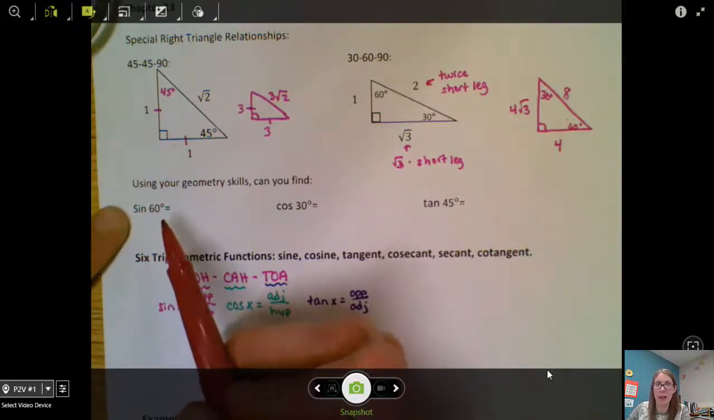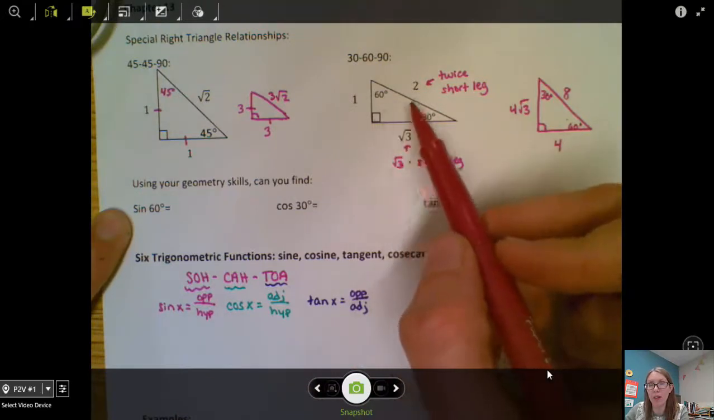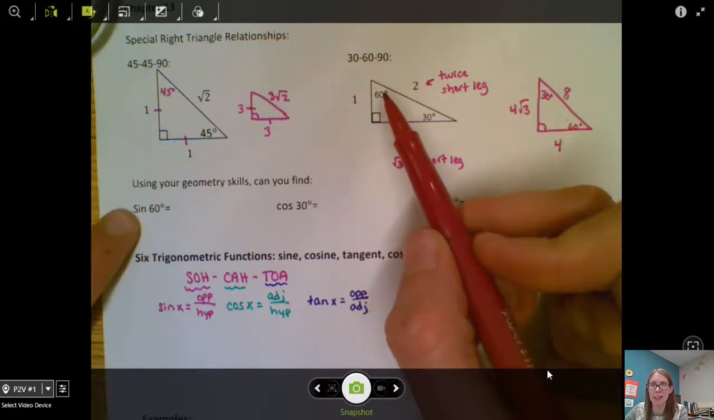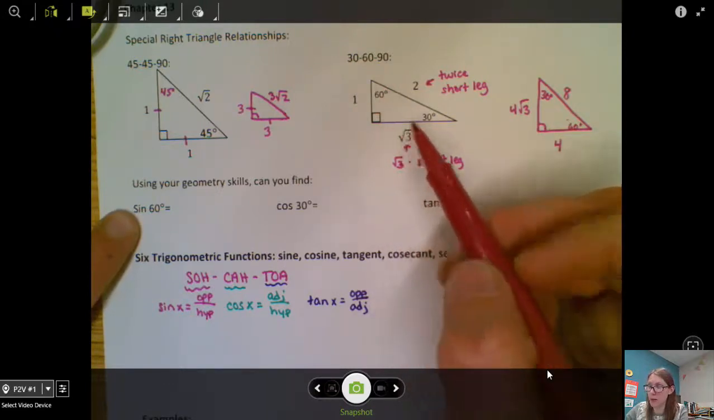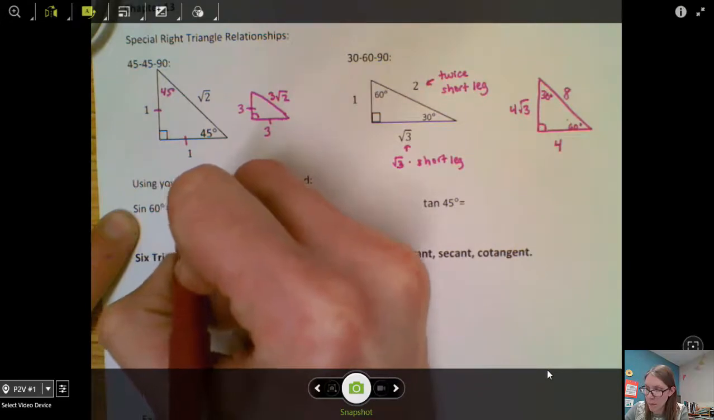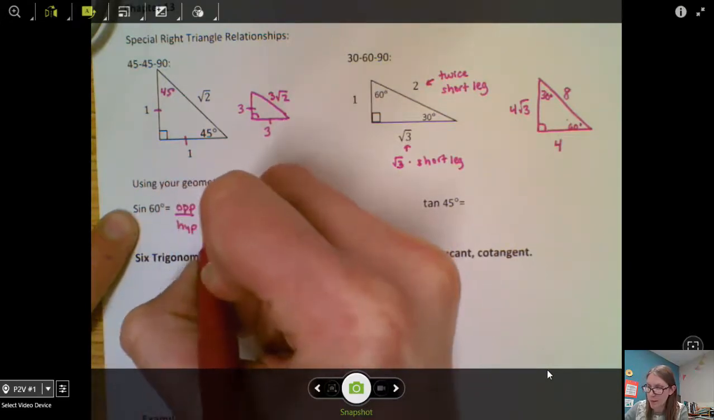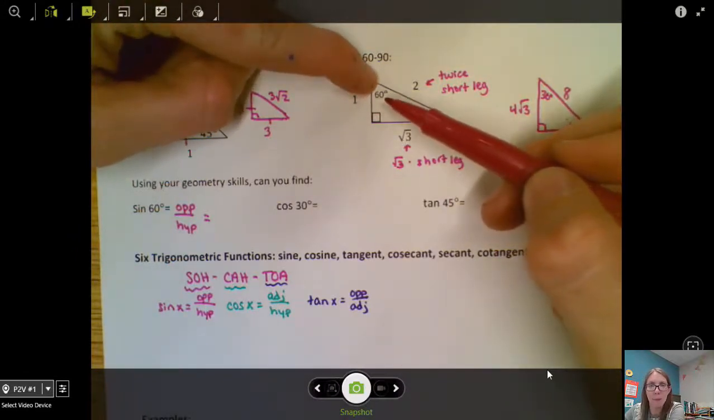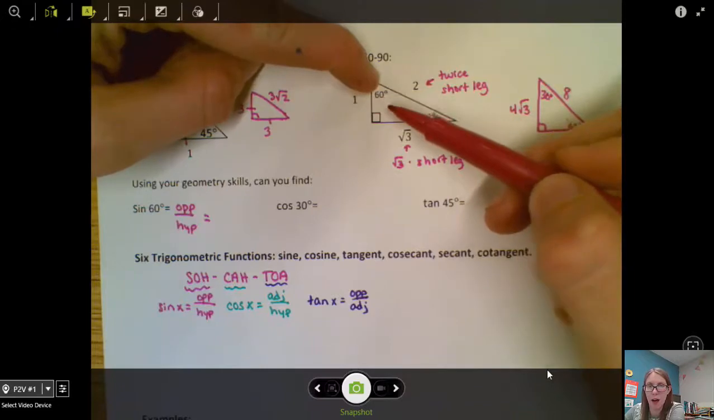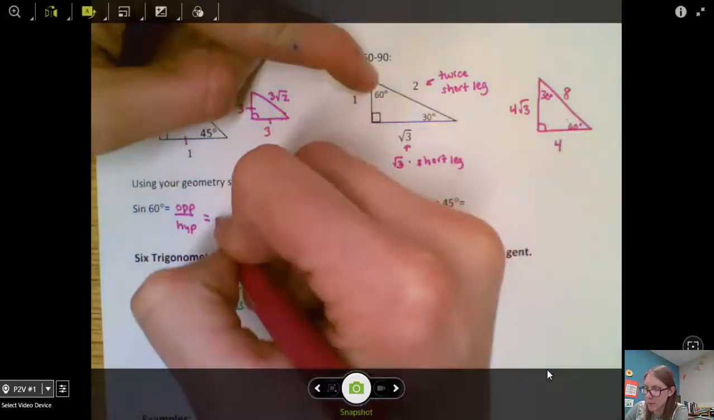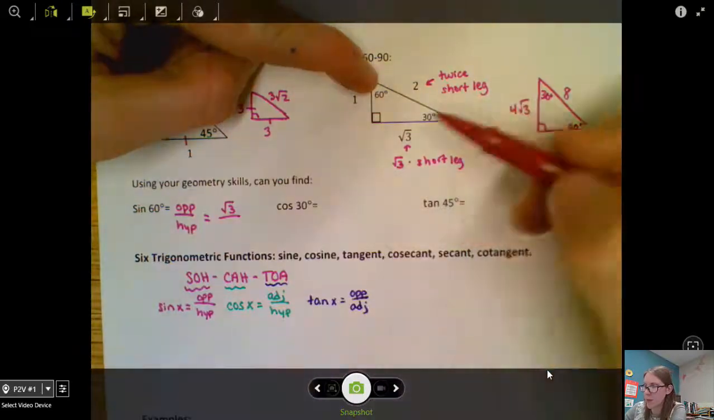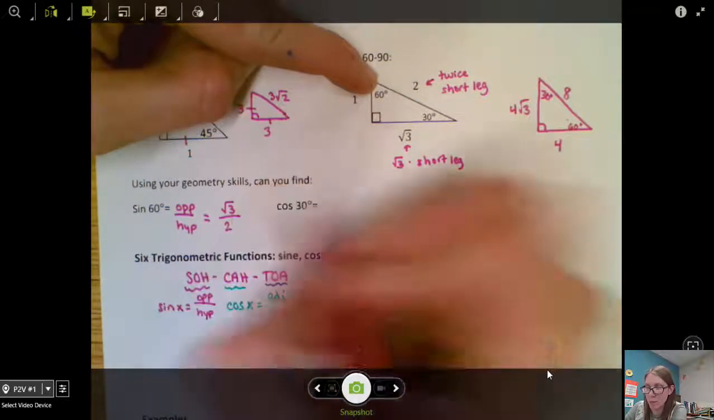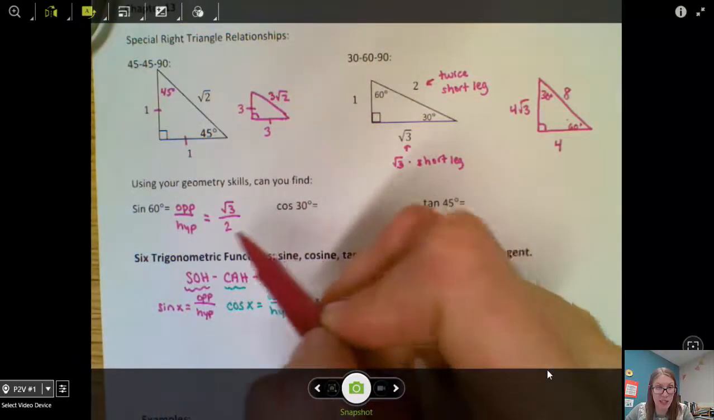So knowing that, let's see if we can find the sine of 60 degrees. Let's look at our triangle where we have a 60-degree angle. Sine of an angle is the opposite over the hypotenuse. If we look at our 60-degree angle, the opposite side length, what we see across, is the square root of 3. And the hypotenuse, always across from your 90-degree angle, is 2. So the sine of 60 degrees is the square root of 3 over 2.